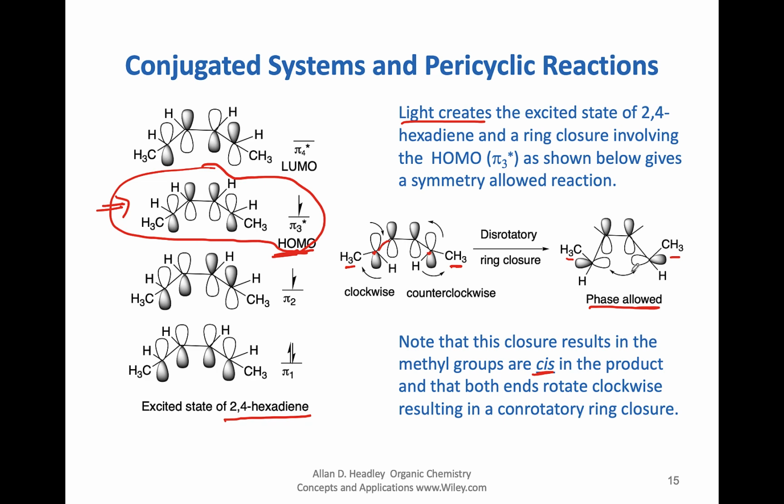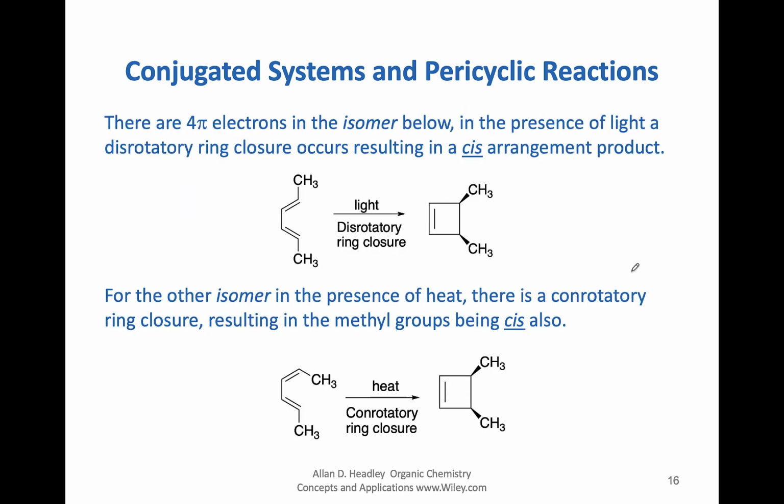Okay, so let's summarize by looking at these reactions again. So we have here a 4-pi system in the same hexadiene. So here's the diene right here, 4-pi system, 2 electrons and 2 electrons make it 4-pi. In the presence of light, remember there's an excited state where the electron is promoted, and we have the HOMO as pi 3, and we need a disrotatory closure, and that will put the two groups cis to each other.